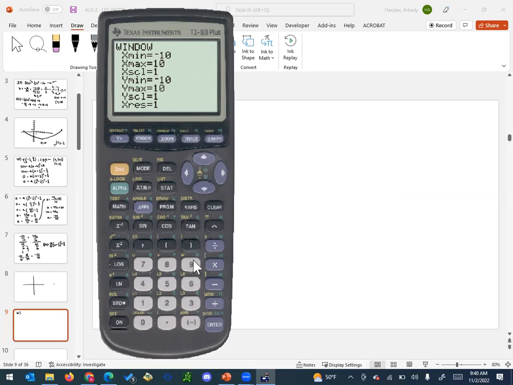So I'm going to make that a little bit bigger. If I scale it out, how about -40 to 40? We're good. And then I'll make the scale by 10s. Let's see if that will do it. Whoa. Okay, that looks a little better. We're good.